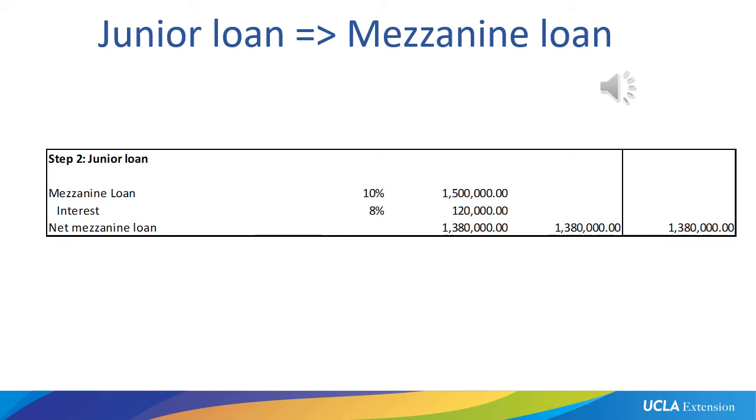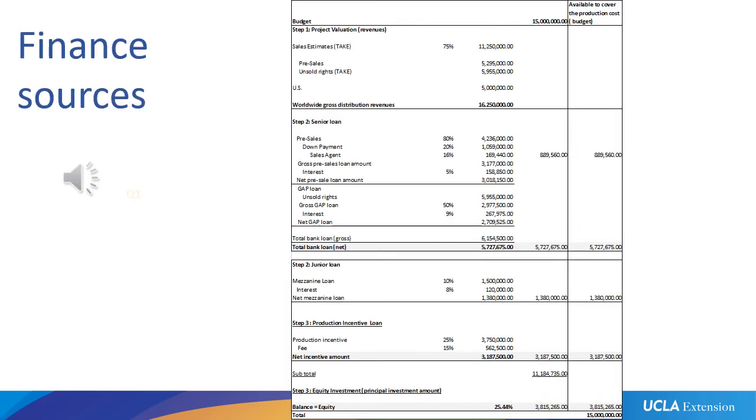$1,380,000 from this mezzanine loan, which is also referred to as a junior loan because it recoups behind the senior loan, which is our bank loan. So now let's look at all the finance sources that we have gathered together. I hope you can see this semi-okay.